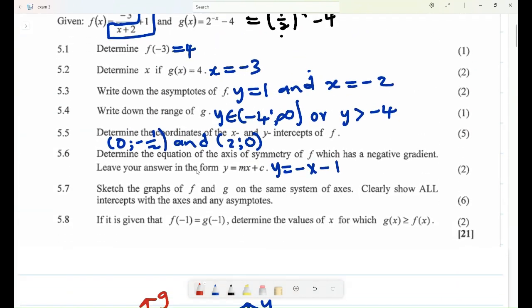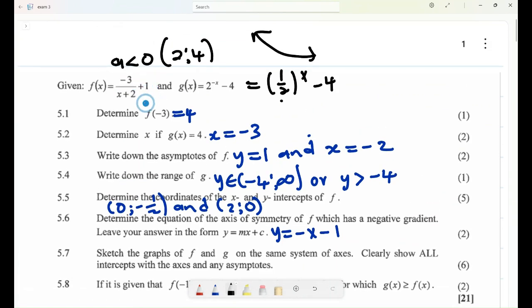6 marks. You know this 6 marks is worth it. Let's draw f of x. F of x, right? Yeah. So f of x. The first thing that we do is see the x and y intercept. Or rather, before doing that, let's see the asymptotes. The asymptotes are negative 2 and 1.